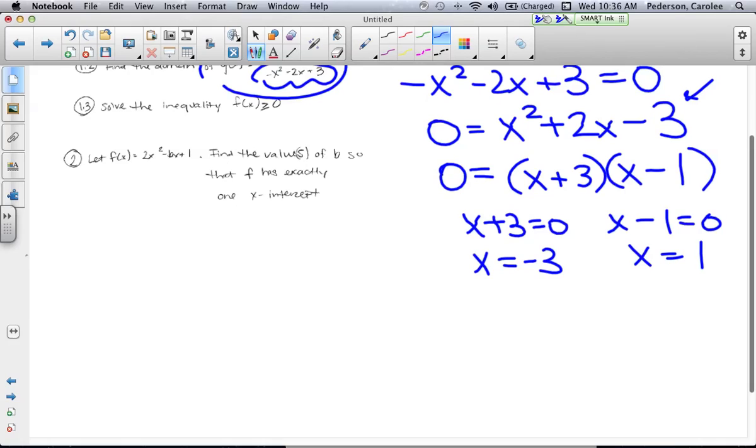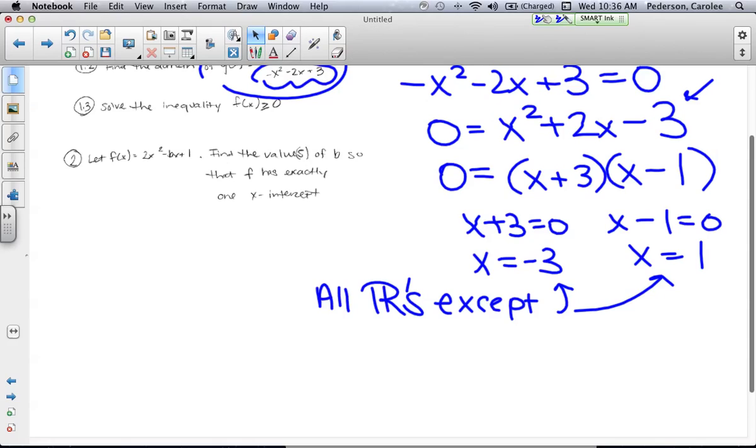So the domain is everything but these two numbers. So you'd say all reals, that's a shortcut for reals, except x can't be negative 3 and x can't be 1. Those are the two restrictions on the domain, two things you can't plug in. What they'll end up becoming later on are what we call vertical asymptotes.